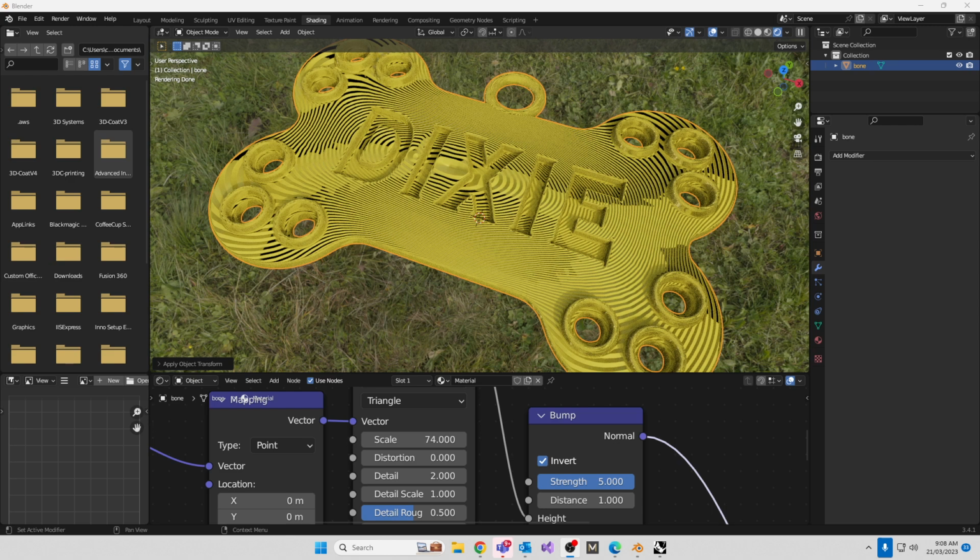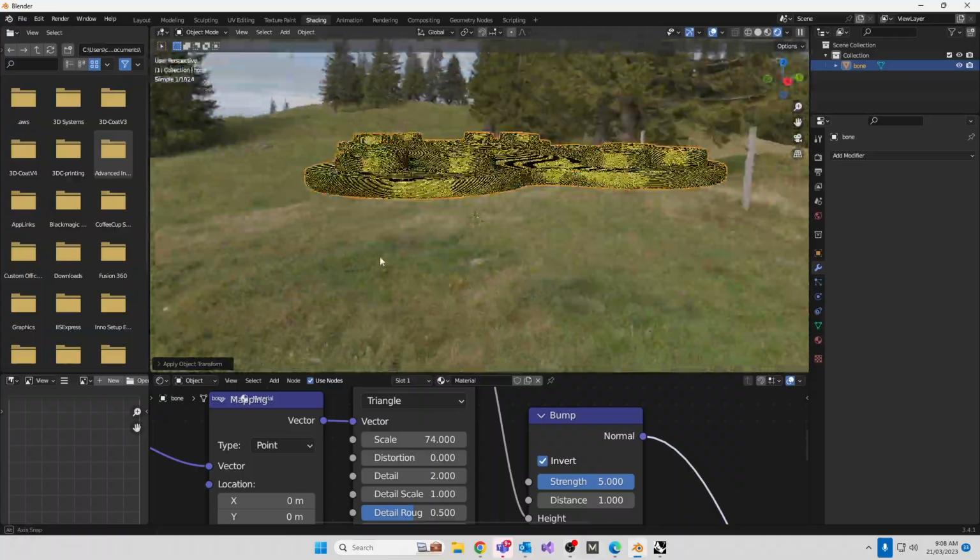Morning guys, so I'm using Blender to simulate the grow lines on a component. This component is the one that came up in the QA chat.